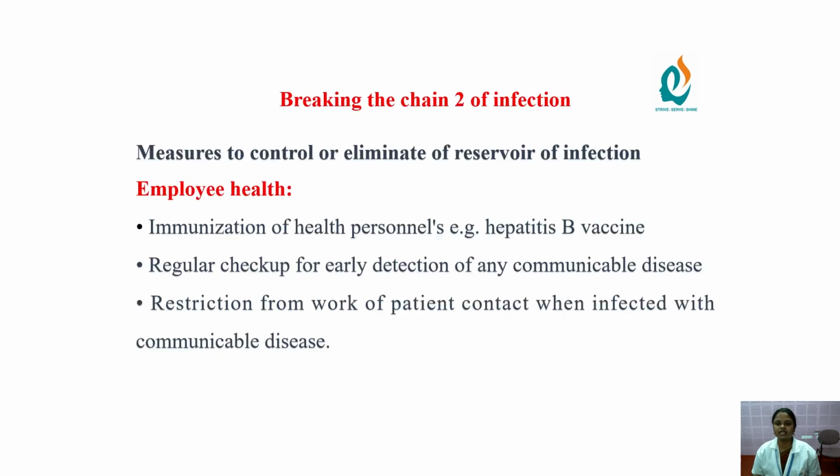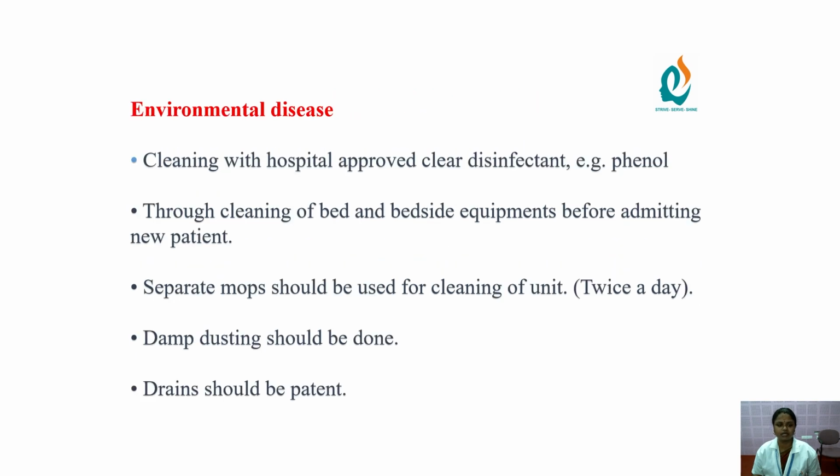Breaking the chain 2 of infection, the second stage. Measures to control or eliminate the reservoir of infection include employee health: immunization of the health personnel, for example hepatitis B vaccination, regular checkups for early detection of any communicable diseases, and restriction from work or patient contact when infected with communicable diseases.